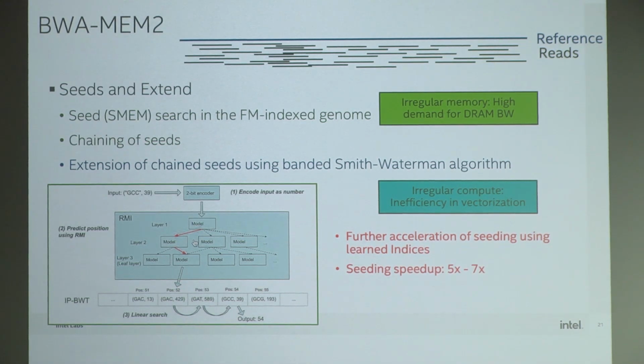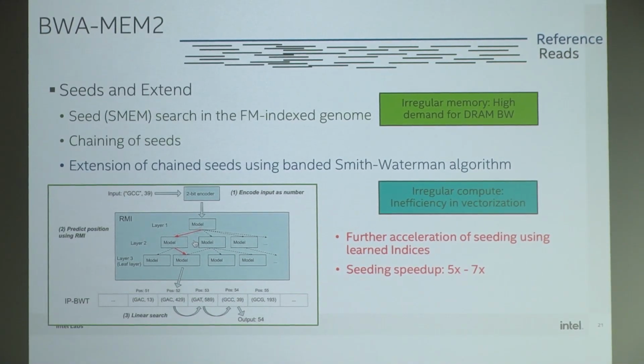So with all of this, whatever speedup we got, in addition to that, we also applied a very novel strategy here using learned indices, which is a deep learning based solution for sequence analysis. We call it LISA. It's a first-of-a-kind study where we used deep learning to do sequence indexing and searching. And just by doing that, in the seeding stage, we were able to speed up by 5 to 7x, which was in addition to whatever we got earlier.